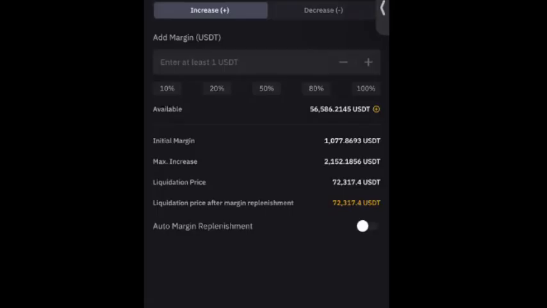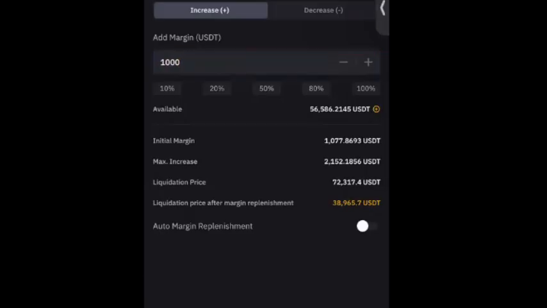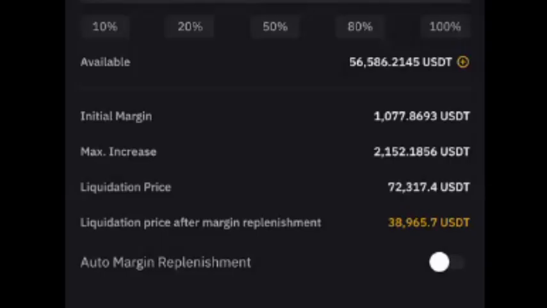So let's say, for example, I want to add about $1,000 more to the contract. I'm not buying again. I'm just dropping my liquidation price. Now we can see that the liquidation price has dropped to $38,965 from $72,000. So this makes it even safer. It now basically means Bitcoin has to crash so much for me to lose all my money. And for Bitcoin to crash to this price is almost virtually impossible.